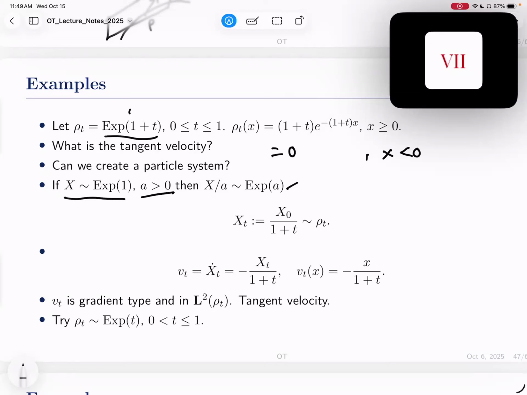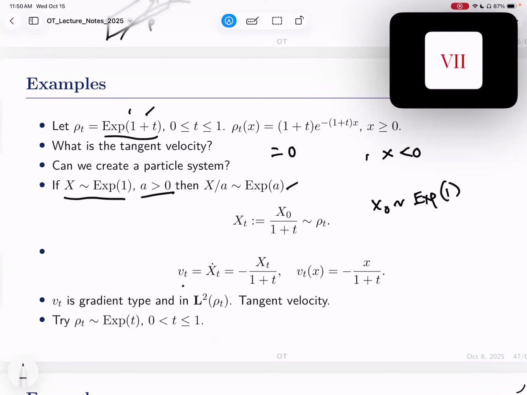So it makes sense that if I take my x0 from exponential with rate 1, and if I define xt to be x0 over 1 plus t, well then xt clearly is exponential 1 plus t. But that gives me some trajectories. At every time t, my initial point x0 is simply being scaled down by 1 plus t.